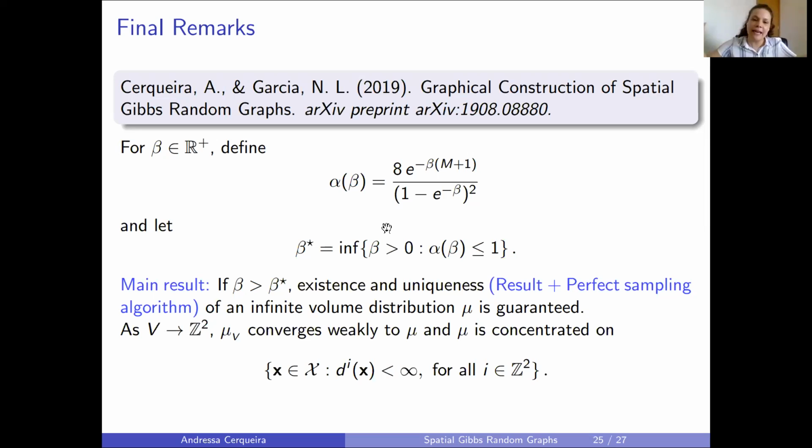Then in that case, maybe we have a phase transition where we don't have uniqueness anymore. We don't have convergence to an infinite measure. I don't know. Because what happens for the simplest case, when you don't have that function and you're just penalizing the distances?